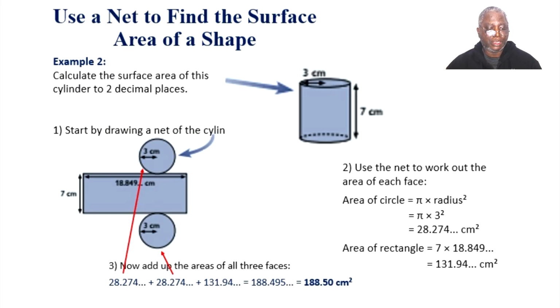Example 2. Calculate the surface area of this cylinder to 2 decimal places. When you hear about 2 decimal places, know that you have to use pi. Okay, so you have a cylinder 3 centimeters radius by 7 centimeters high. So start by drawing a net of the cylinder, and that is your net. Now use the net to work out the area of each face.